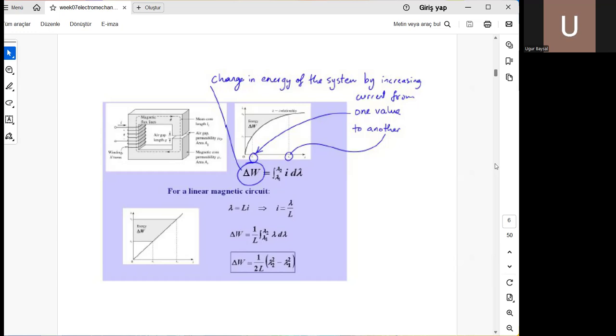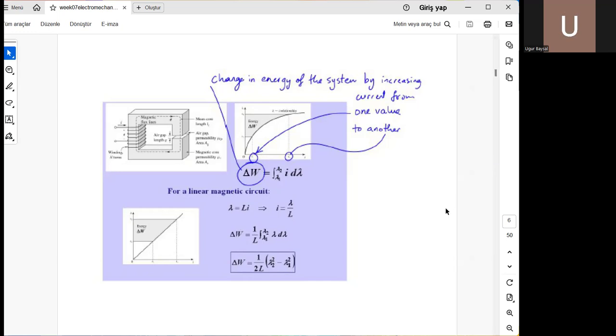So the change, written from our general formula of delta W, or change in energy, equals the integral from lambda 1 to lambda 2 of i d lambda, represents the change in energy of the system by increasing the current from one value to another. The current is on the horizontal axis, and the corresponding lambdas are the dependent variables on the vertical axis.